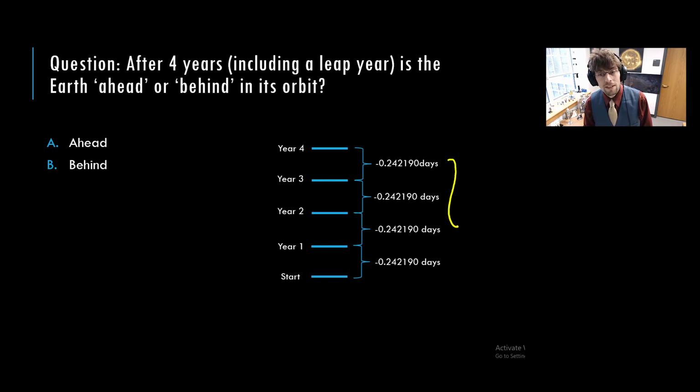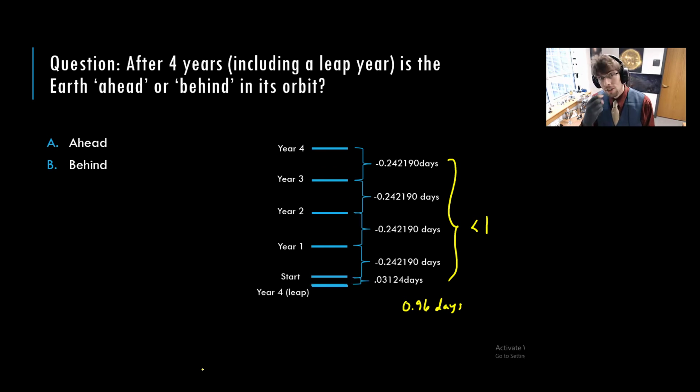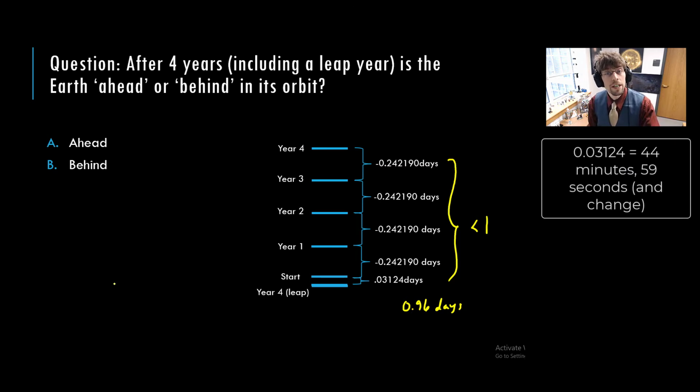notice, if I add all 4 of those together, I get some value that's less than 1. I said we're going to go ahead and round up to a full day. But in reality, it's 0.96 days. So when we add in that leap year, that extra day, give it a little extra push or a little extra time to catch up, we are now slightly ahead in our orbit, 3/100ths of a day too far in the orbit.